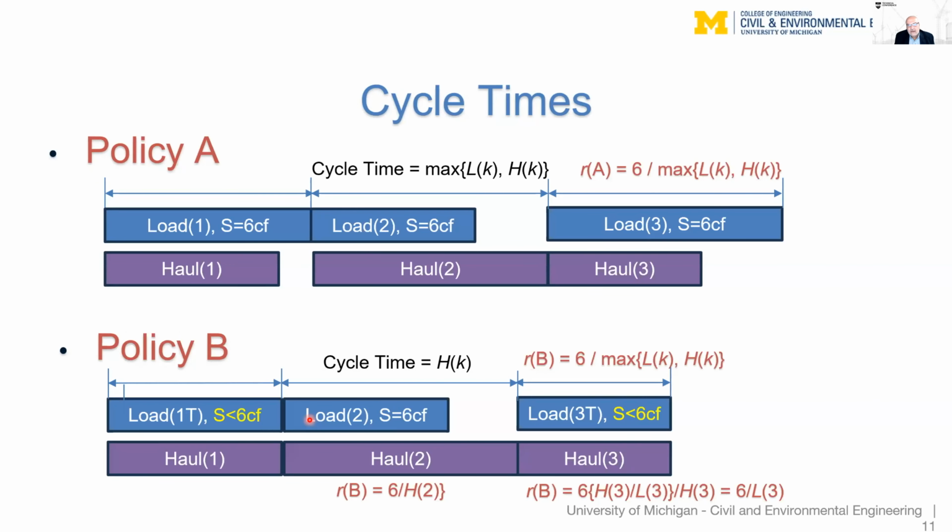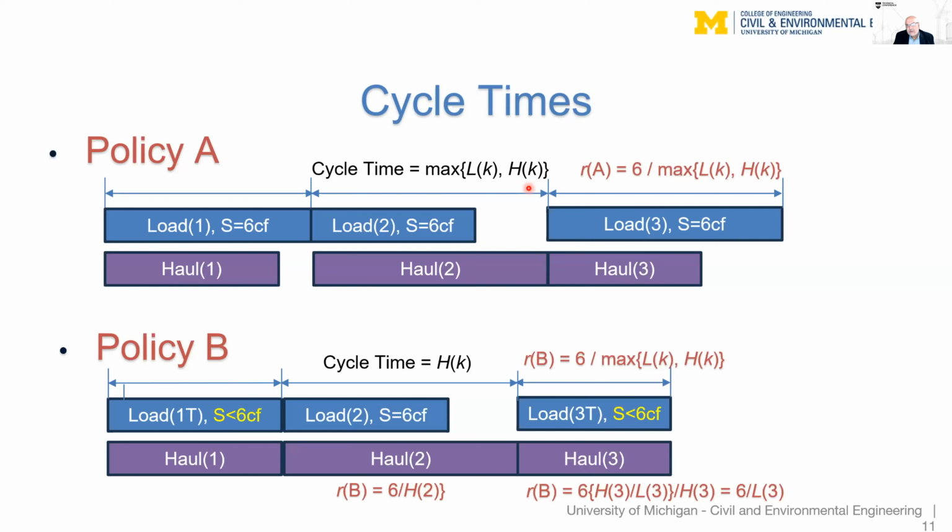Now, if we compare the cycle times for the 2 policies, what we have are these 2 bar charts here, one for policy A and one for policy B. We have blue bars that show the load activities, load 1, load 2, load 3. And we have purple bars that show the haul activities, haul 1, haul 2, haul 3. The thing to notice is that in each cycle, the load and the haul activities start at the same time, always, and one of them is longer than the other. So the cycle time is determined by which one of the 2 activities takes longer to do, the L or the H. So it's the maximum between L and H. That gives us the cycle time.